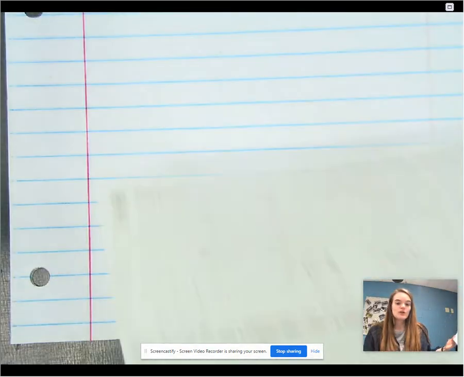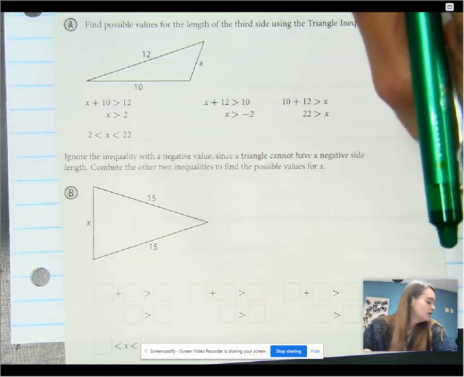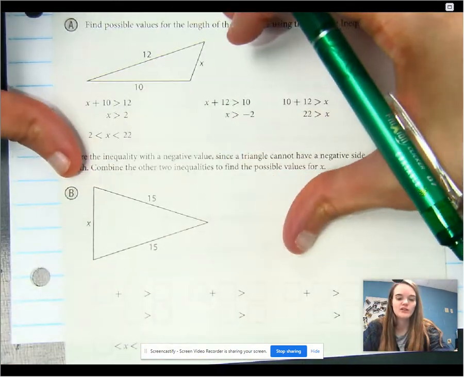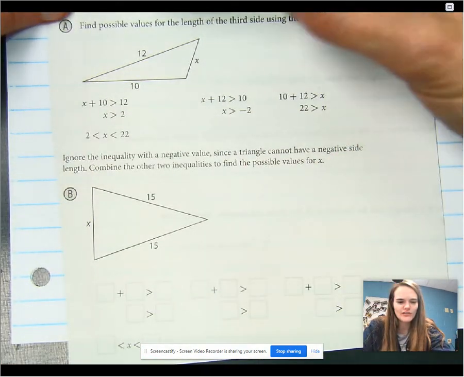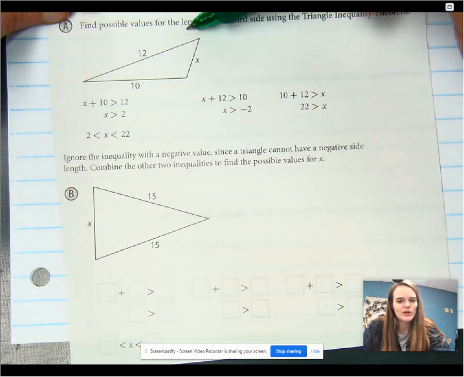All right, we're going to work on these now. We're still using the triangle sum theorem, inequality theorem. I just can't glue it in yet because I don't have enough room, actually. All right, so letter A says, find the possible values for the length of the third side using the same theorem, the triangle inequality theorem. So we're doing the same thing. We're going to be setting up our inequalities.